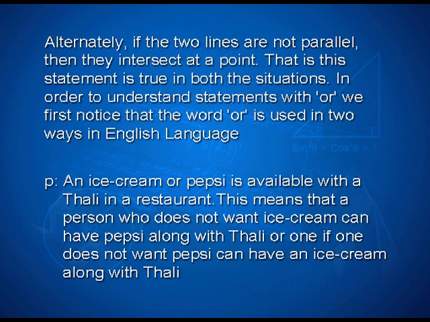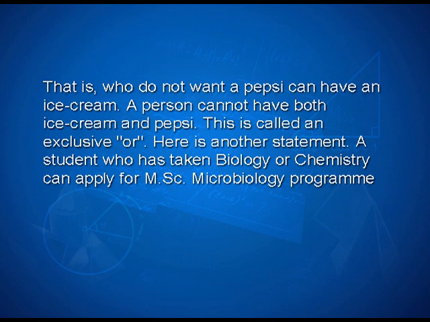P. An ice cream or Pepsi is available with a thali in a restaurant. This means that a person who does not want ice cream can have Pepsi along with thali, or one who does not want Pepsi can have an ice cream along with thali. That is, who do not want a Pepsi can have an ice cream. A person cannot have both ice cream and Pepsi. This is called an exclusive or.